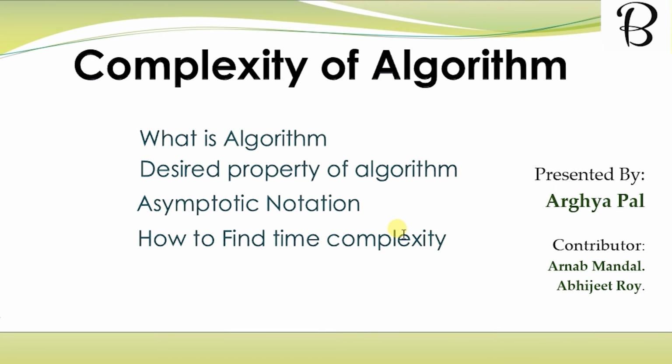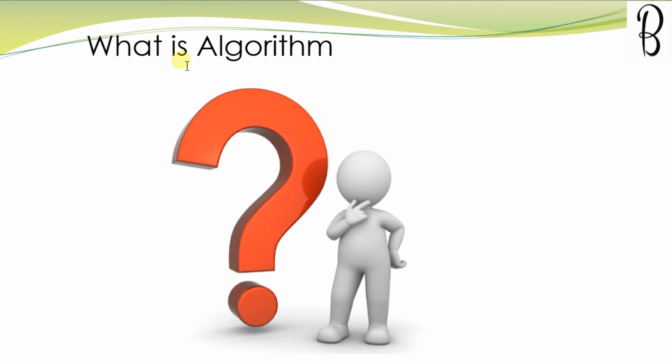So in this tutorial, we'll explain what the complexity of an algorithm is. Also we'll discuss the desired properties of an algorithm and what asymptotic notations are. At the end, we'll try to find out the time complexity of an algorithm. So let's begin. What is an algorithm?